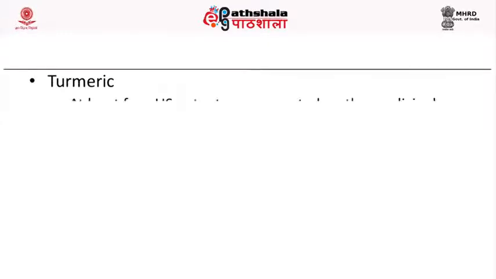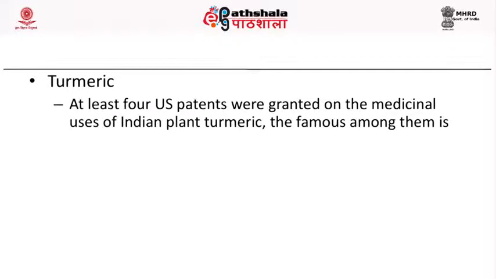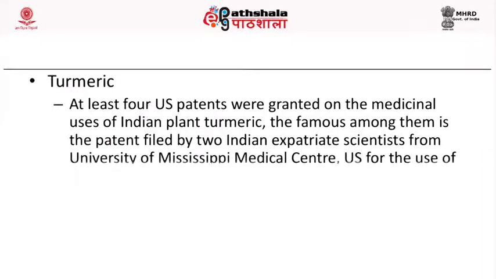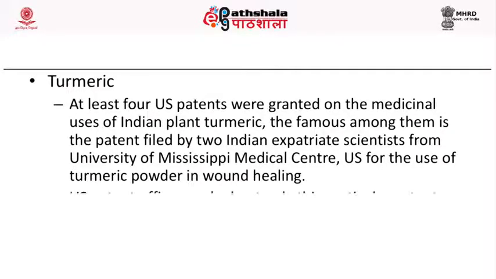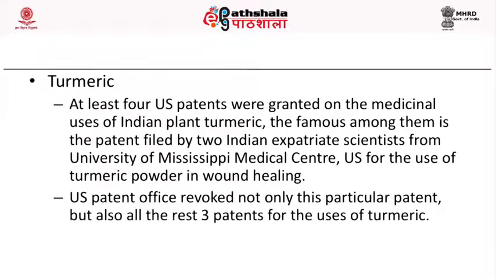Turmeric is yet another product that had been in use in Ayurveda, as we all know, for thousands of years. But at least 4 United States patents, including one from expatriate Indian investigators in a United States university, were filed and successfully granted for various pharmaceutical uses of the extracts from the turmeric plant. So, the US Patent Office revoked all 4 patents after the counterfile by CSIR of the Government of India as well as many other Indian governmental organizations. So, finally, all 4 patents were revoked, which is rather good news.